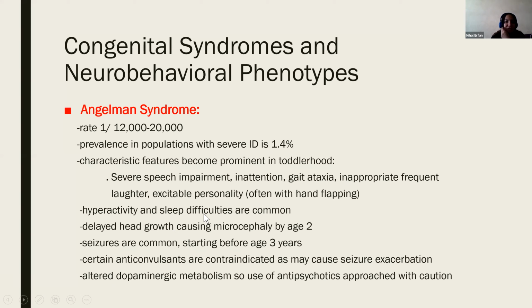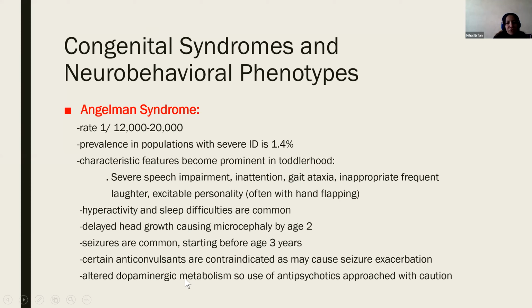Hyperactivity and sleep difficulties are common. Delayed head growth causing microcephaly by age 2. Seizures are common before age 3. And so these are kids that will end up in your office as a pediatric neurologist because of their seizures, because of their microcephaly, because of their gait ataxia, okay? Also, certain anticonvulsants are contraindicated and may cause seizure exacerbation. So they may be of the more difficult kids to treat who have a seizure disorder.